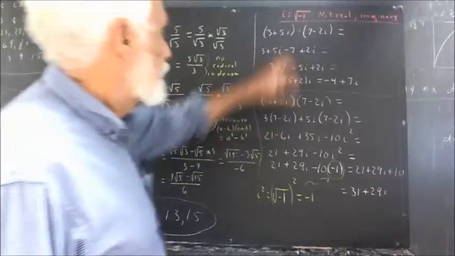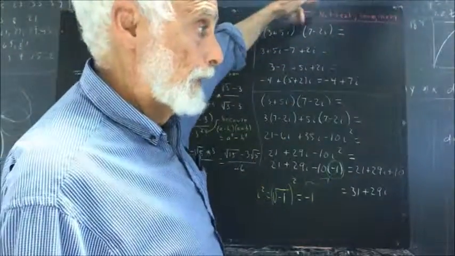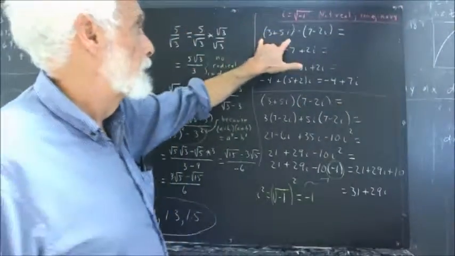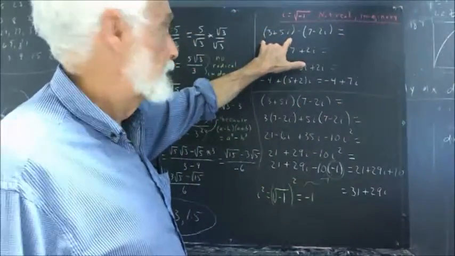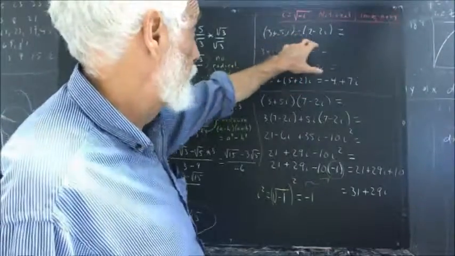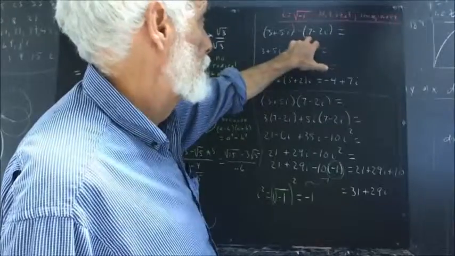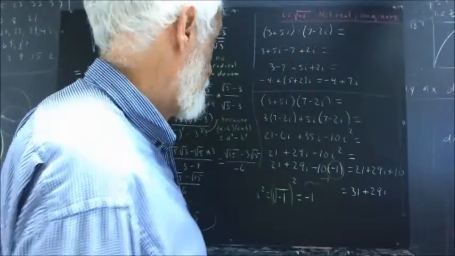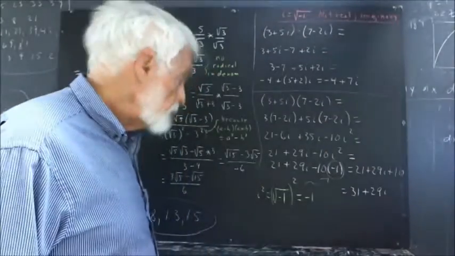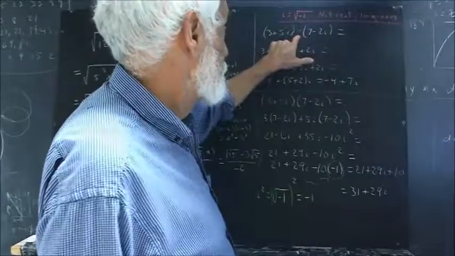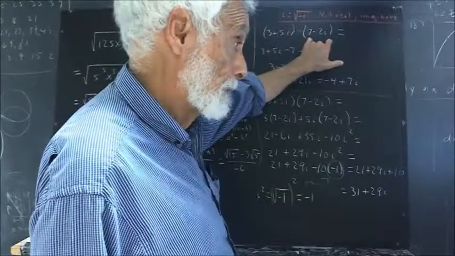Now, i is the square root of negative 1. That's not real, it's imaginary. So if we take the number 3 plus 5i, which is a sum of a real number and an imaginary number, and subtract the number 7 minus 2i, another sum of a real and an imaginary number. And these are called complex numbers. So we're subtracting two complex numbers.